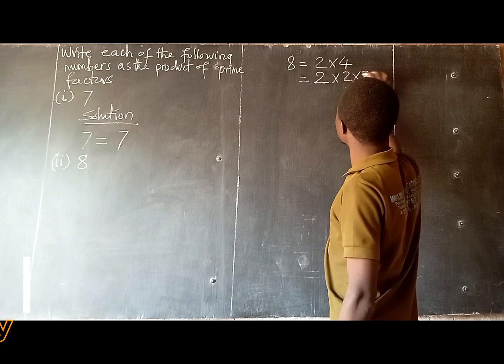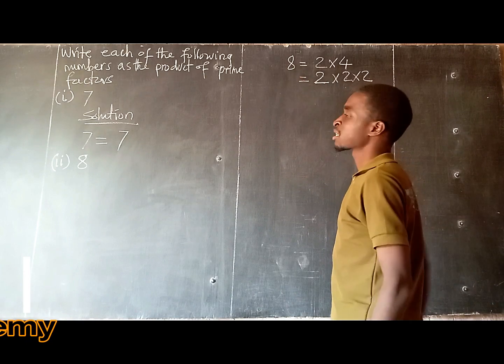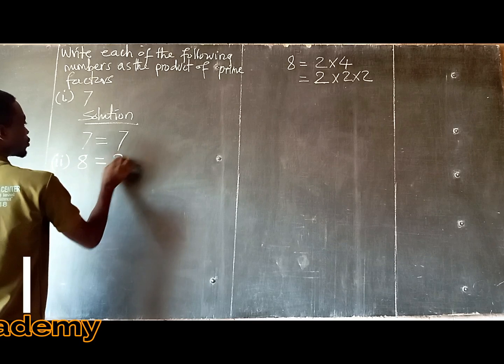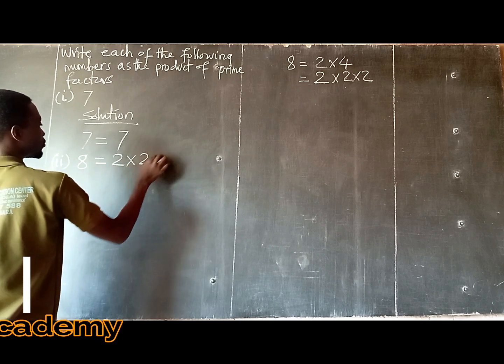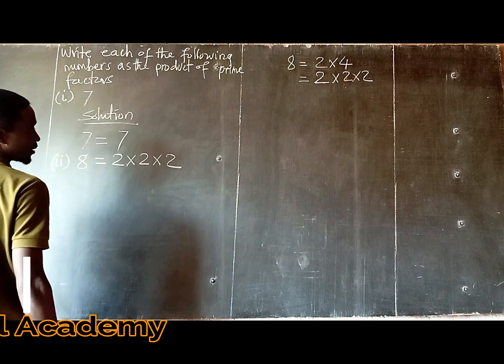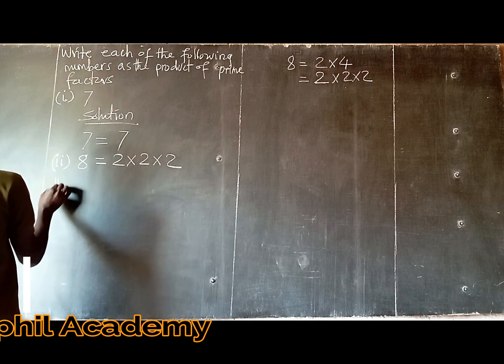Now, all of these 3 are prime numbers. So simply, to write 8 as a product of prime numbers, 8 will be equal to 2 times 2 times 2, as all of the 3 are prime numbers. This is the second example. Now let us see a third example.